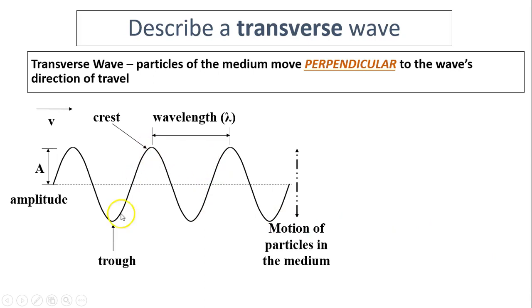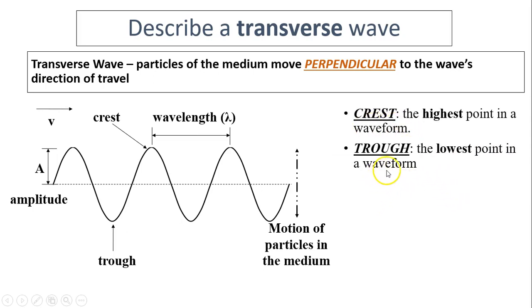The new vocabulary, one is called crest. Crest is the highest point. Correspondingly, trough is the lowest point. What is the wavelength? Wavelength is the length of one cycle, from crest to crest, or from trough to trough, or from this point to that point, as long as they are points corresponding to one cycle. That's the wavelength.